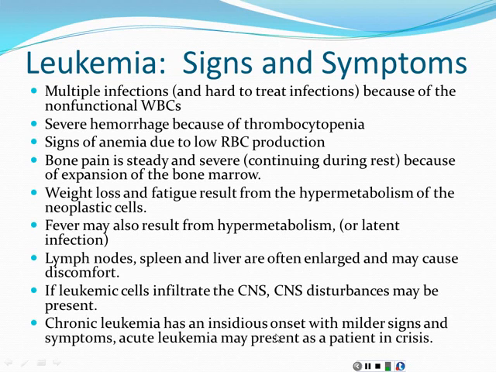Chronic leukemia is harder to spot. It's the same symptom set, but instead of occurring over weeks, it can occur over months or even years. So it's much harder to identify.